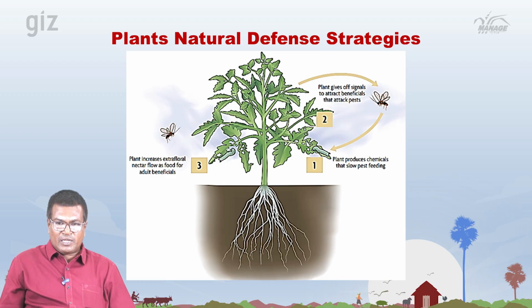The second one is that the plant gives off signals to attract beneficial insects that attack the pests. It will liberate some kind of chemical signals which are picked up by the beneficial insects flying around, and they will be attracted to the plant and then fight with the pests. The third one is that the plant increases extrafloral nectar as food for adult beneficials, so that more beneficial insects will be attracted towards this plant. This is all the natural defense systems that exist inside the plant.